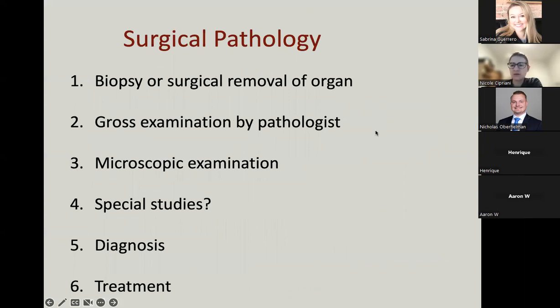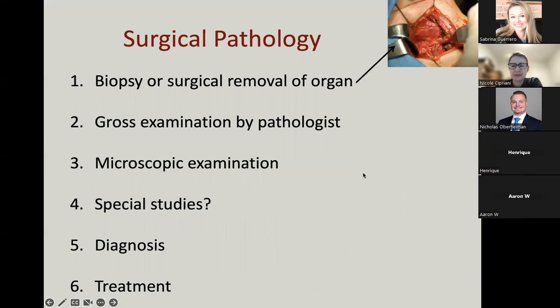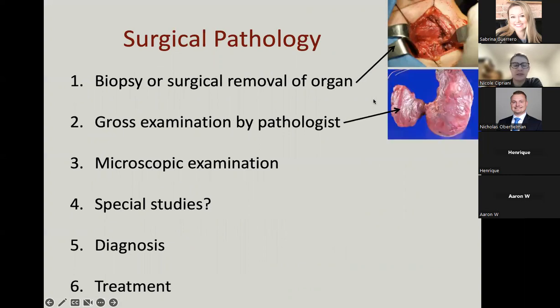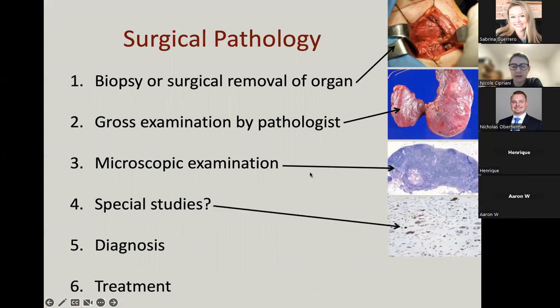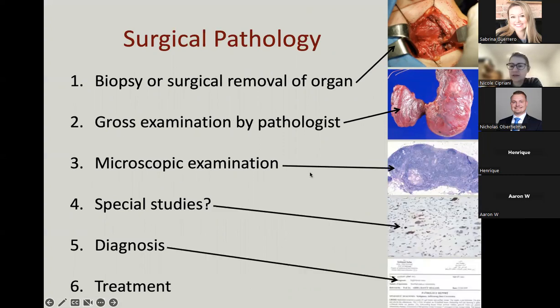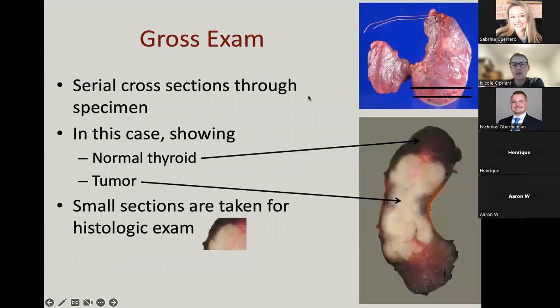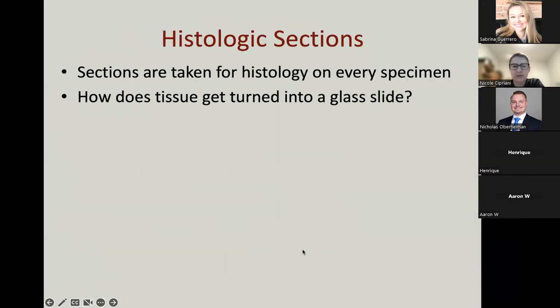So, just as a reminder, whenever something gets biopsied or surgically removed, it comes to us for gross examination as well as microscopic examination. We may or may not perform special studies, render a diagnosis, and hopefully impact treatment for that patient. On gross exam of this thyroid, we do serial sections. In this case, there's a cross section through the thyroid showing normal on the top and bottom, and then this white tumor in the middle. We, of course, take these tiny sections for histologic exam.